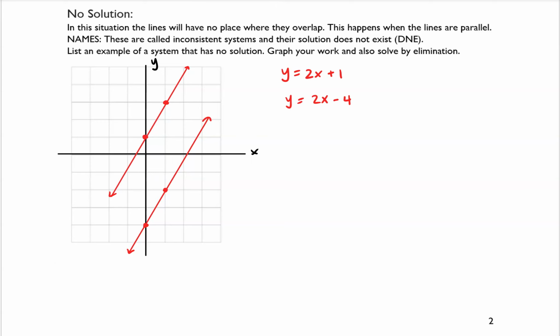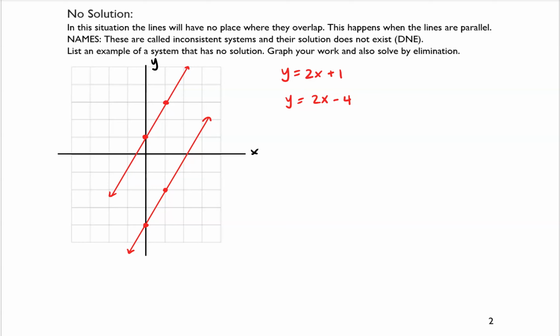Now, these two lines will not intersect. They are parallel. And it turns out that lines are parallel when they have the same slope. So hopefully you were able to recognize that pattern. Notice that both of these lines have a slope of 2. So that's what's going to tell us if two lines are parallel or not.